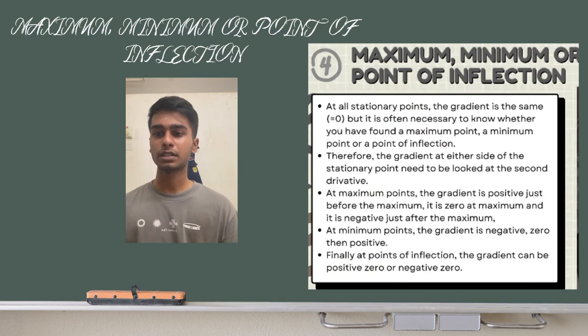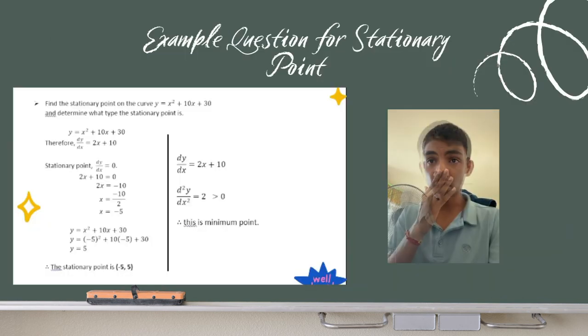At maximum points, the gradient is positive just before the maximum. It is 0 at the maximum and it is negative just after the maximum. At minimum points, the gradient is negative, 0, then positive. Finally, at a point of inflection, the gradient can be positive, 0, positive or negative, 0, negative.